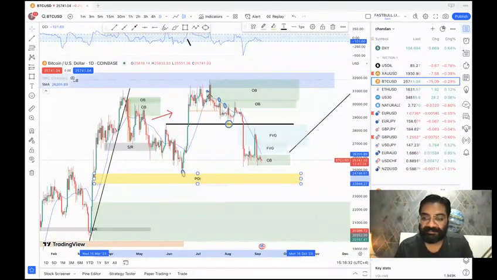What is the next chart? Hi, Silver from Malaysia. Hi, Silver.